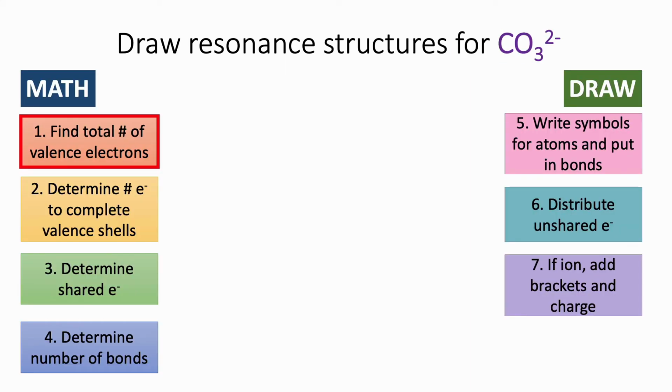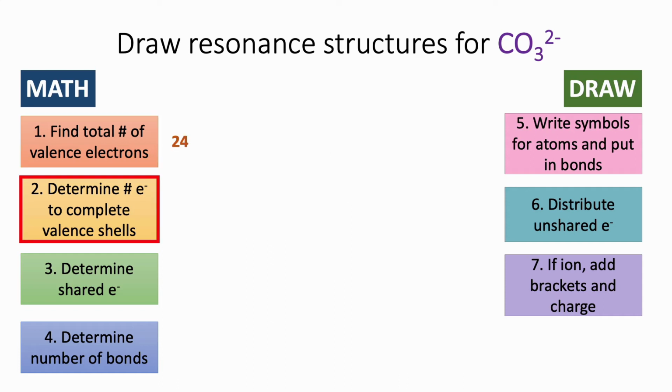Again, we're going to start by finding the total number of valence electrons. Carbon has 4. We have 3 oxygens, each of which have 6, so that's 18. And again, this is an anion with a -2 charge, so that gives us 2 extra electrons, and therefore we have 24 electrons. Now we need to figure out the number of electrons to give everything a noble gas configuration.